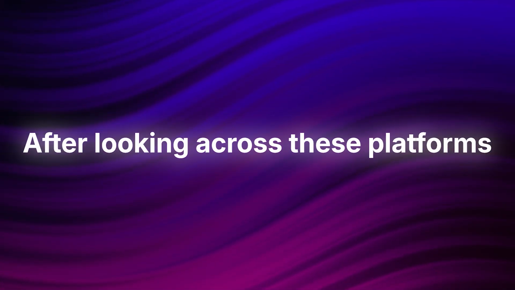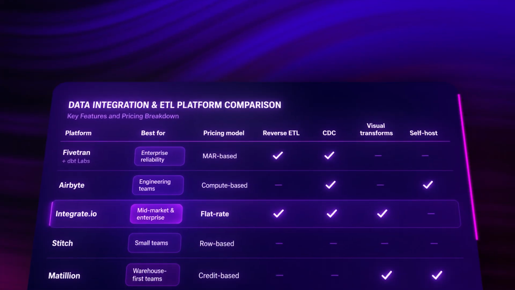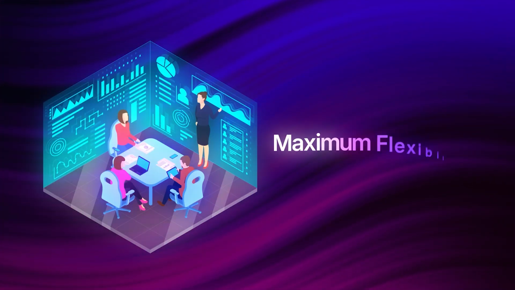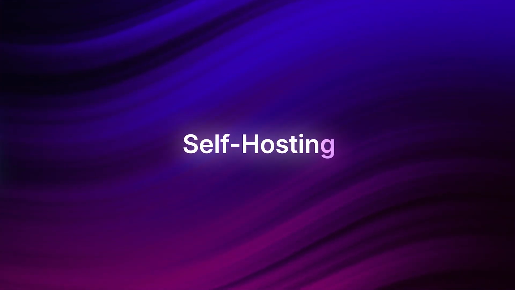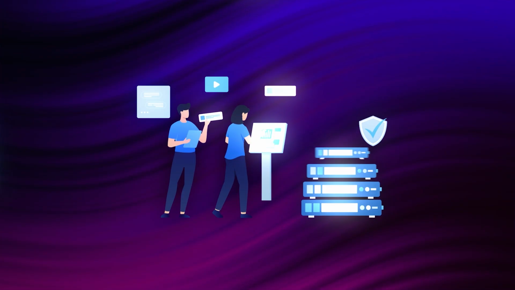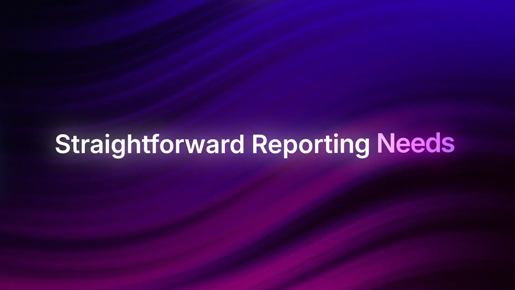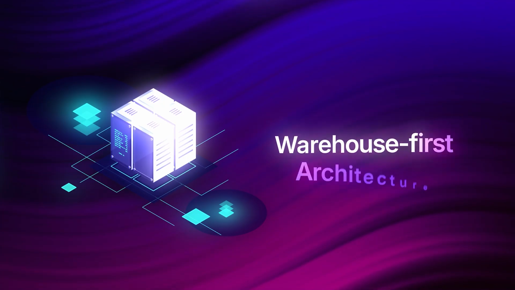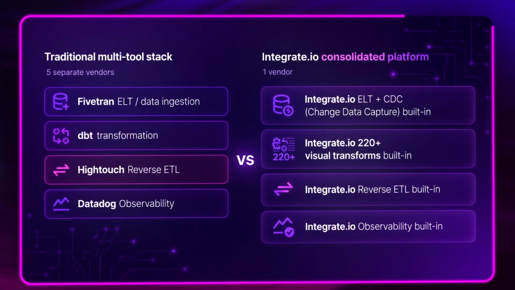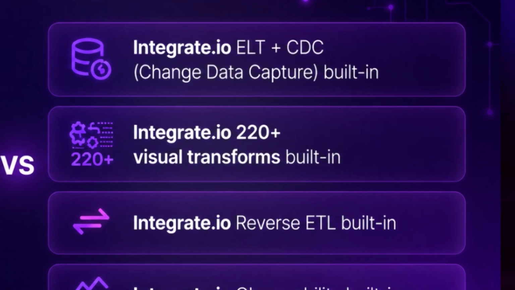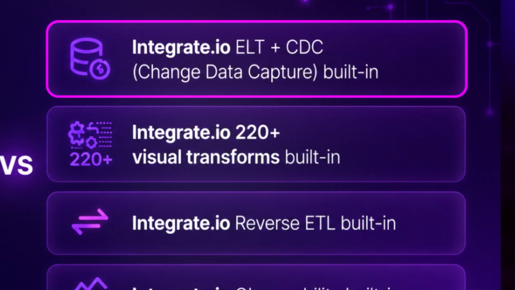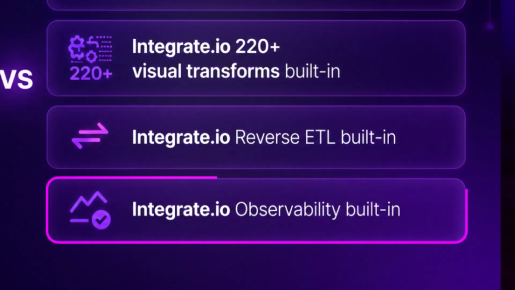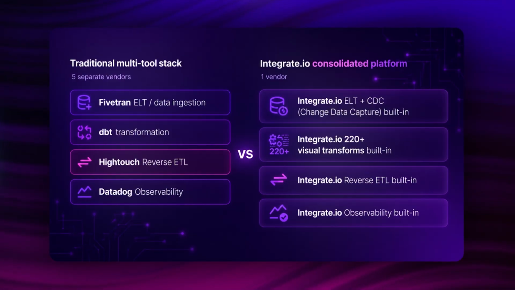After looking across these platforms, one thing becomes clear. Every product is built around a different philosophy. Airbyte gives engineering teams maximum flexibility through open source infrastructure and self-hosting. Stitch focuses on simplicity for smaller teams with straightforward reporting needs. Matillion is designed for organizations that have already committed to a warehouse-first architecture. Integrate.io takes a broader approach. It combines ETL, ELT, change data capture, visual transformations, reverse ETL, and observability in a single low-code platform with predictable, flat-rate pricing.